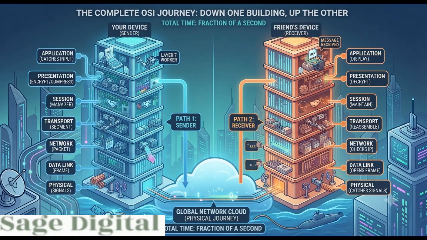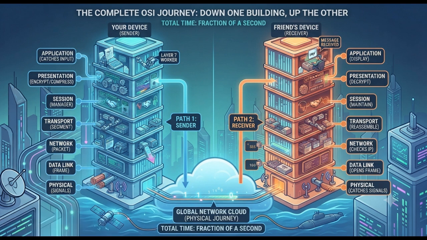So now, once those ones and zeros fly across the world and hit your friend's device, the exact opposite happens. Their device catches the physical signals on floor 1, opens the frame on floor 2, checks the IP addresses on floor 3, pieces the segments back together on floor 4, maintains the connection on floor 5, decrypts the text on floor 6, and pops the message up onto their screen on floor 7.